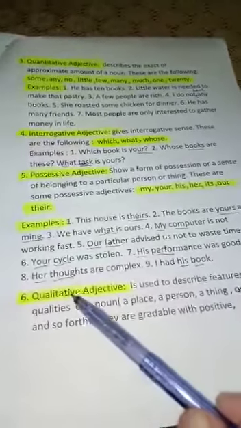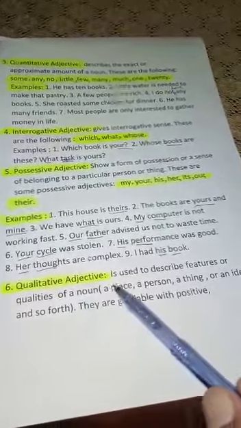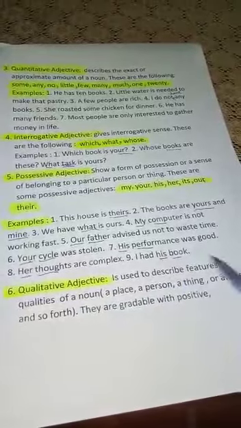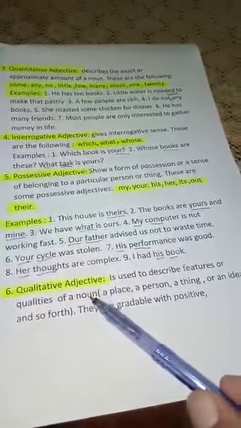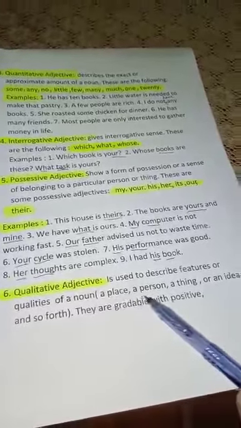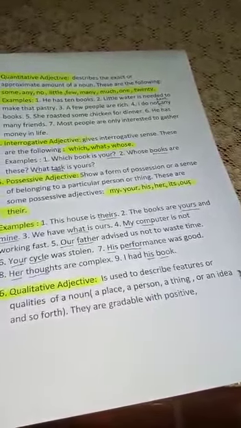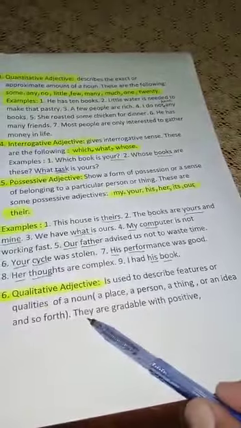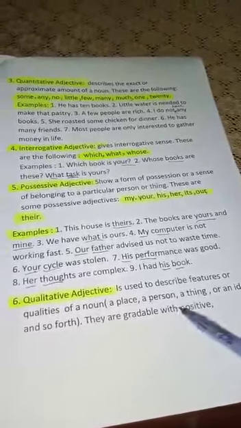Afterwards follow qualitative adjectives. A qualitative adjective is used to describe features or qualities of a noun. These nouns may signify a place, a person, a thing, an idea, and so forth. They are gradable with positive.